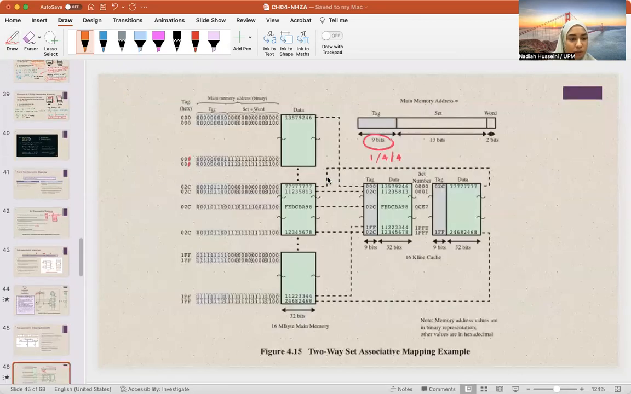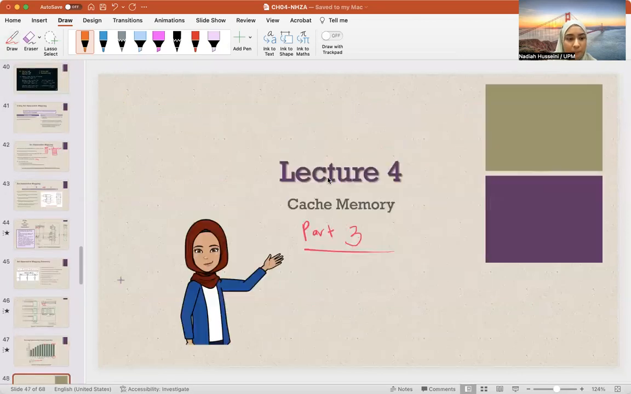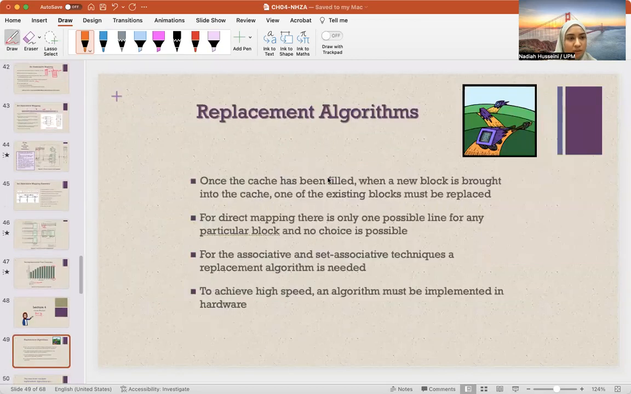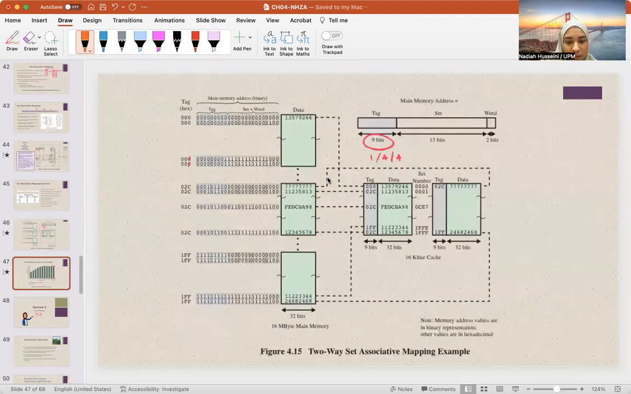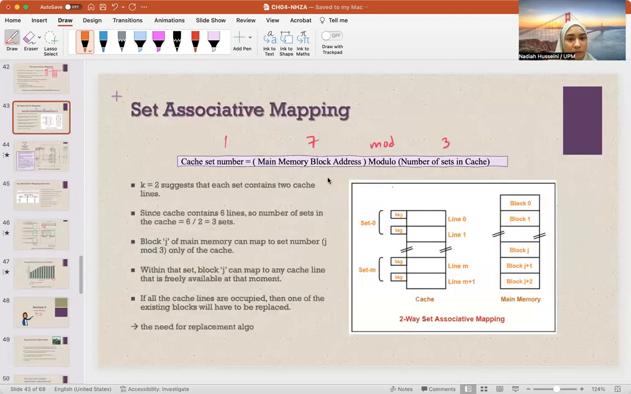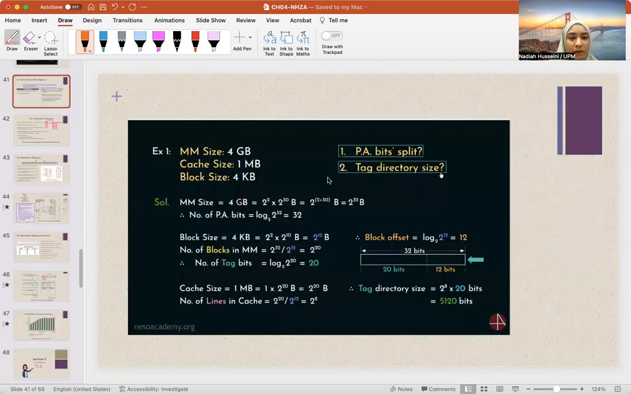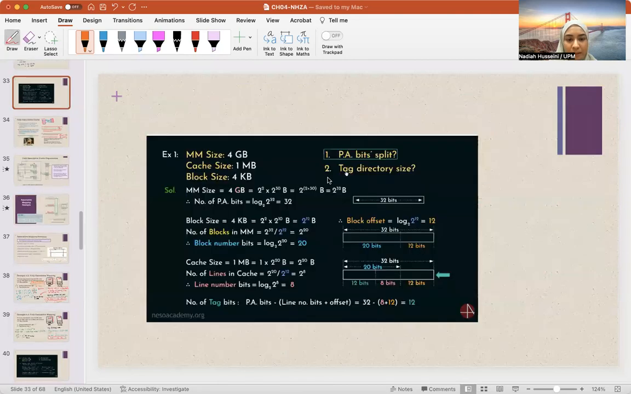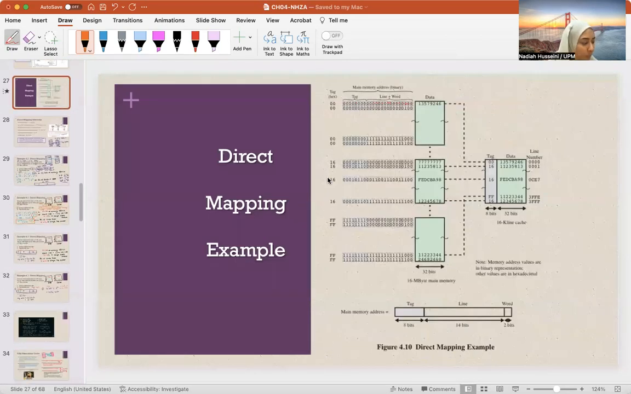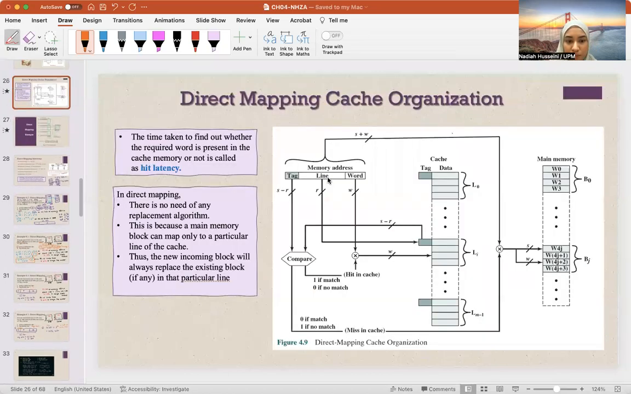So let's go to part number 3, which is on the replacement algorithm. Now, why do we need a replacement algorithm? Let's do a little recap on that one. Some mapping requires a replacement algorithm, some does not. For direct mapping, let me go back to the first mapping.